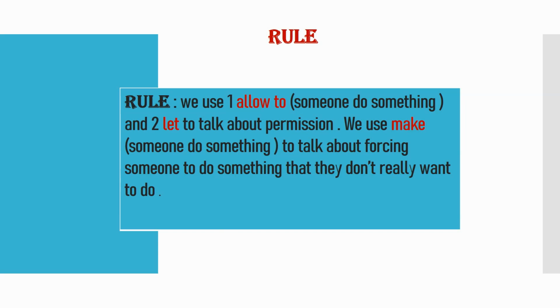Then we said that if we have the permission from somebody to do something, we use let. The construction is let somebody do something. So we have let plus the object plus the infinitive verb without to. Finally, we said that if someone obliges or forces another person to do something, we use make. The construction is make somebody do something. So make plus the object plus the infinitive verb without to.